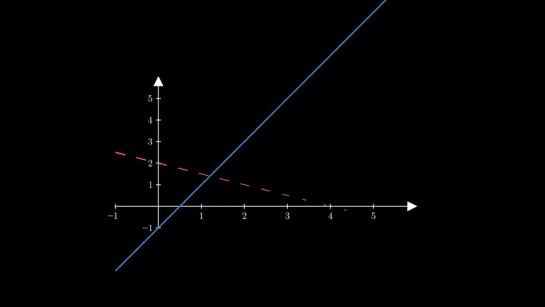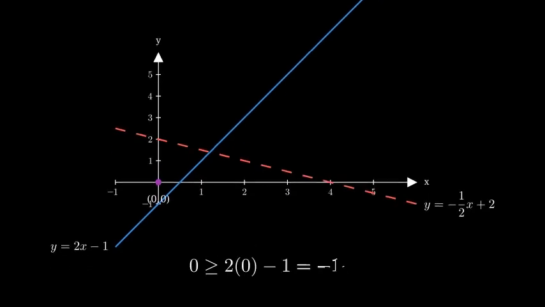The first boundary line is y equals 2x minus 1. This is a solid line because the inequality allows equality. The second boundary line is y equals negative 1/2 x plus 2. This is a dashed line because the inequality is strict. Step 2. Now we need to determine which side of each line to shade.